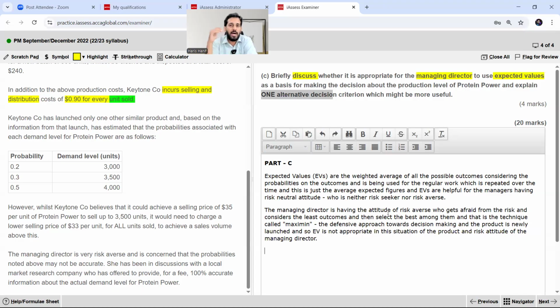So the attitude towards the risk is not compatible with the expected values. That is why I have written in what circumstances expected values are useful and who should use it. And since she has the risk averse attitude and the product is new, EV is not suitable, not compatible. She should use maximin, and I have also explained. So that is the beauty of the discussion. For 4 marks we have written enough, and it's a very good and well drafted calculation and discussion based answer.